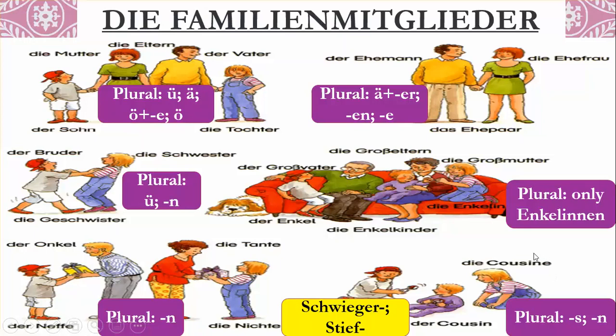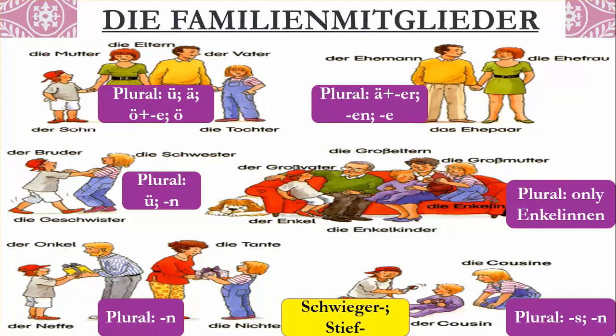Now let's come to a German word that has taken the pronunciation from the French language, which is the cousin. Male cousin is cousin. Female cousin is cousine. Plural of cousin is that you add an S, cousins, and plural of cousine is that you add an N at the end, cousinen.